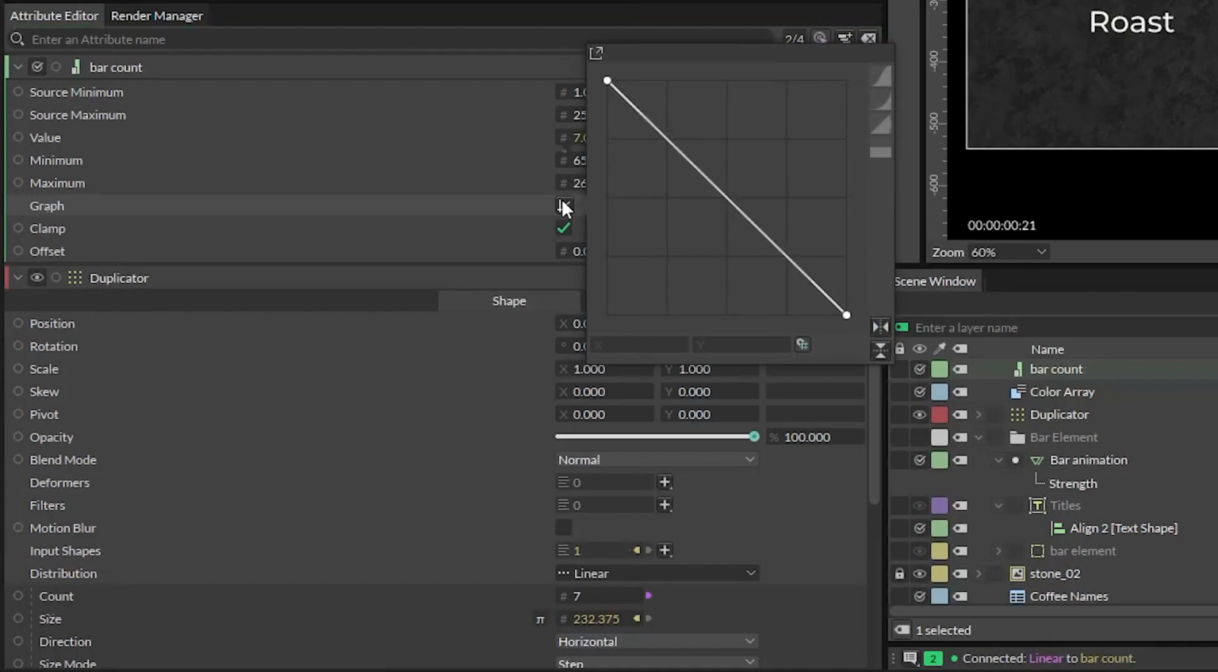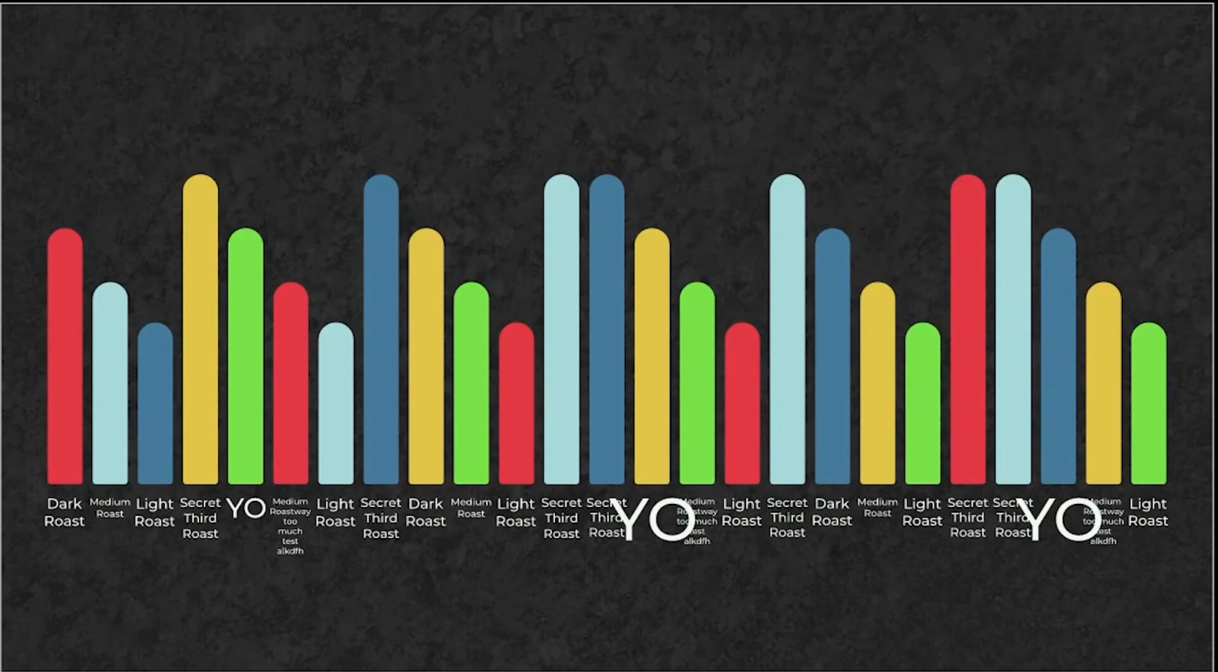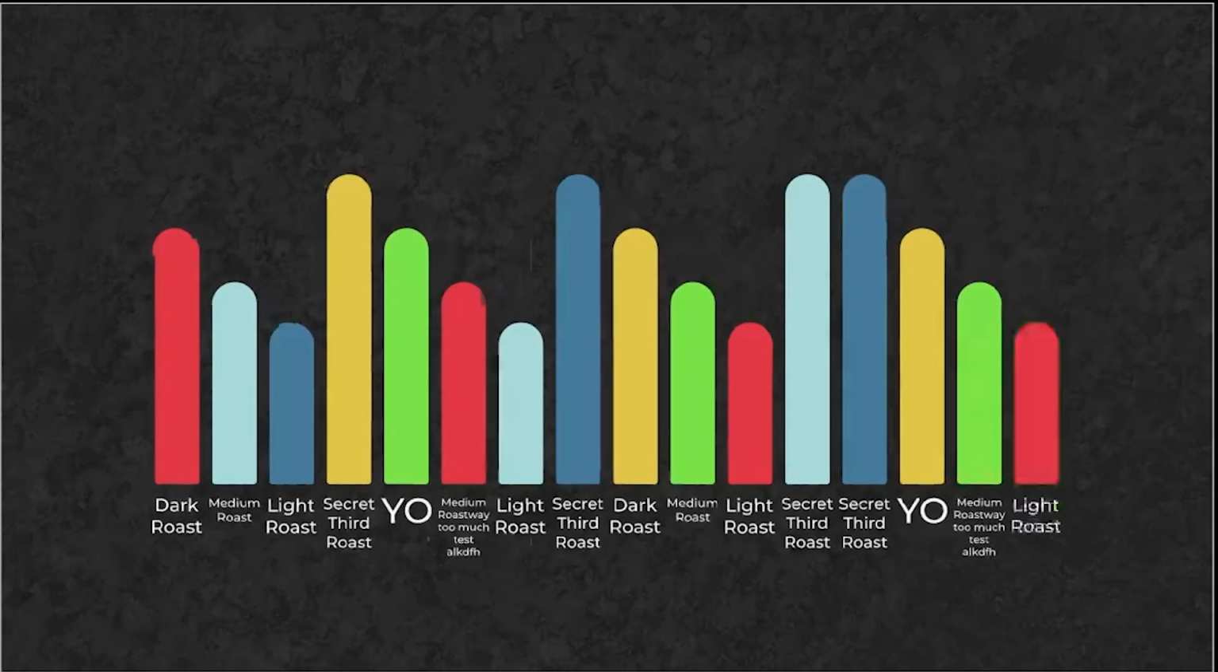For me, the fix was pretty simple. Just change the graph to a downward curve from left to right. As I change the values, you can see that things fit nicely. Your graph may need to be different, so just try it out and see what works.